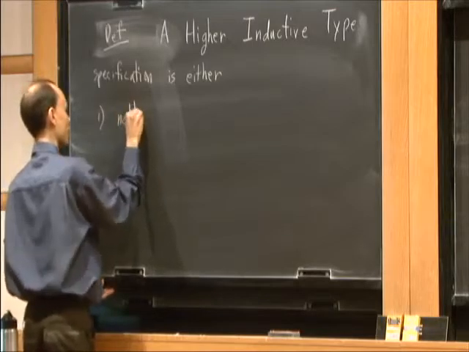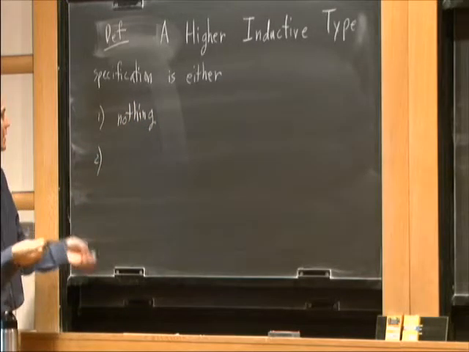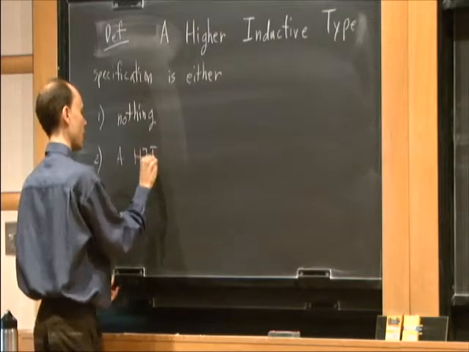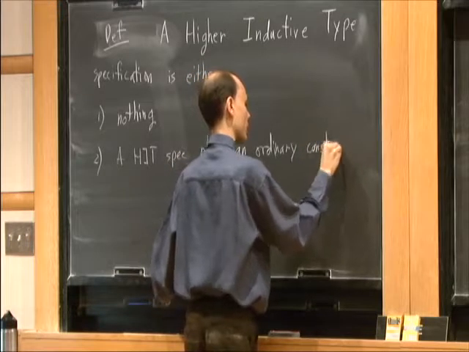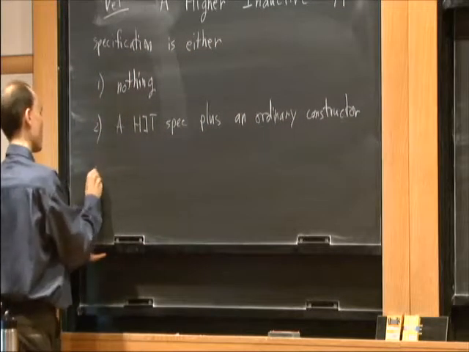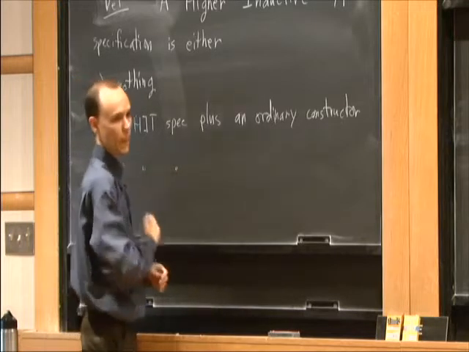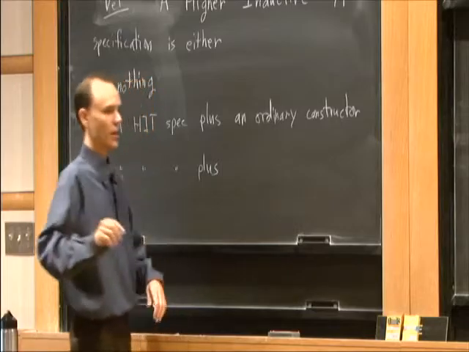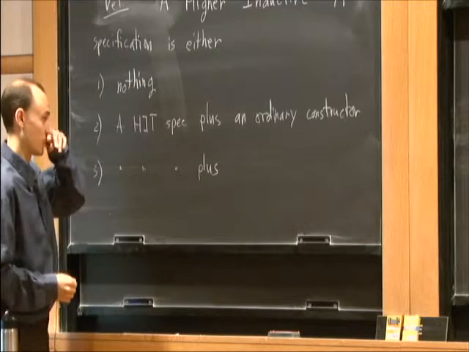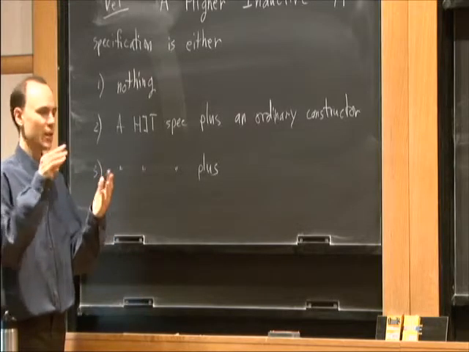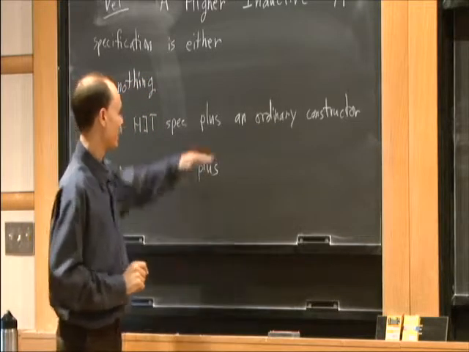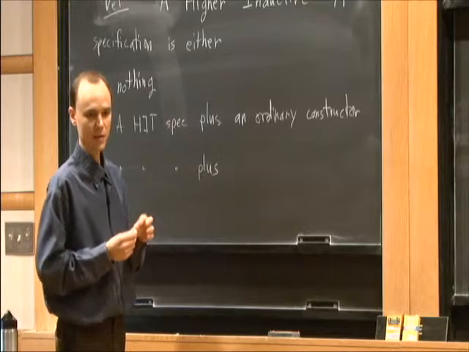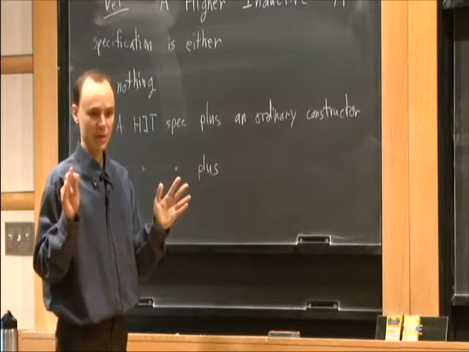Okay, so a higher inductive type specification is either nothing, in which case you get the empty type, or an HIT spec plus an ordinary constructor of the sort that we were just talking about. Can these ordinary constructors refer to the constructors already given in the previous spec? No, this one cannot. You might imagine generalizing it to allow them to, but for simplicity, let's say that they can't.